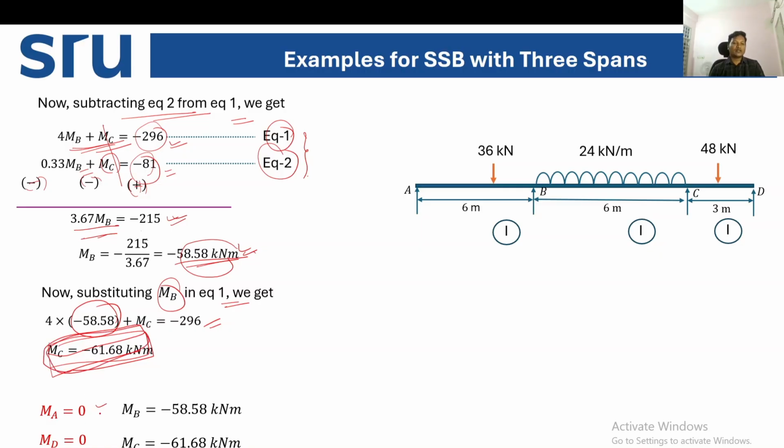MA we have considered is 0. MD is 0. MB is minus 58.58. MC is minus 61.68. Now the part is how to sketch the bending moment diagram. If you remember, in the last class I told you, first we have to draw the free bending moment diagram, then the end bending moment diagram, then the final bending moment diagram. Okay.